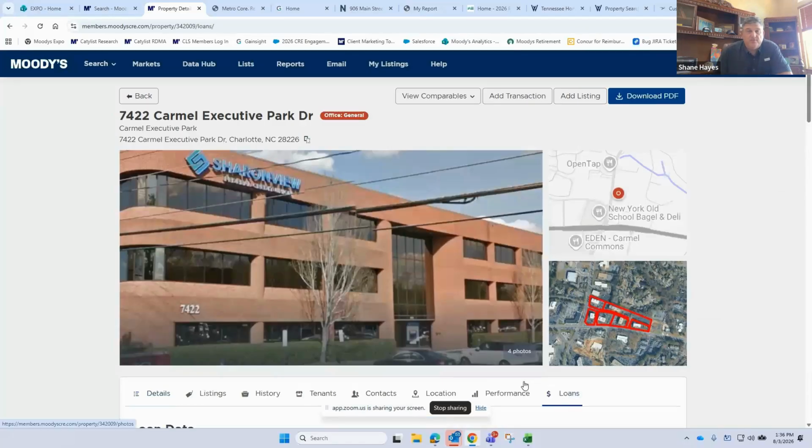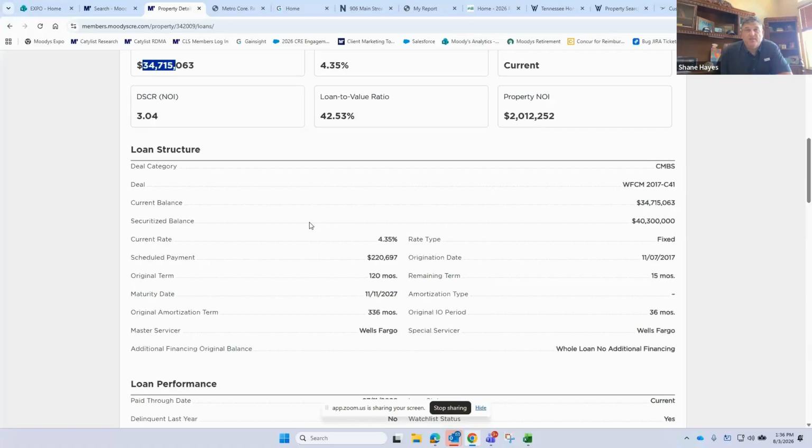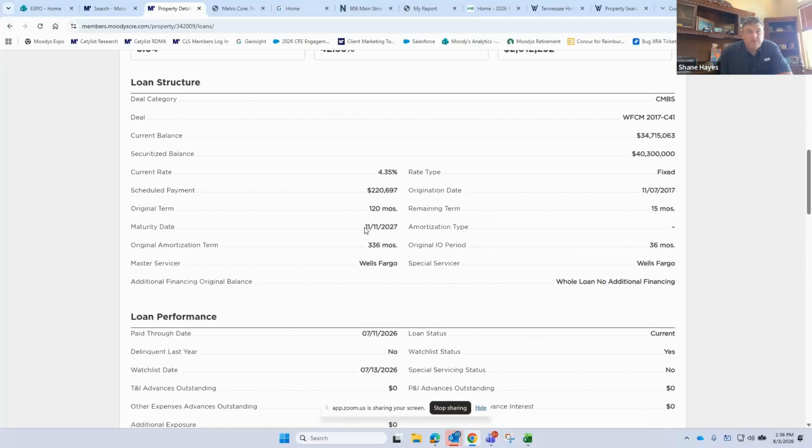So this one is maturing by the end of the year. This is in a portfolio. So this is one of 8 properties on this 34 million bucks. And so this one is coming due November the 11th next year. So a little over a year from now. And they currently have a 4.35% interest rate.